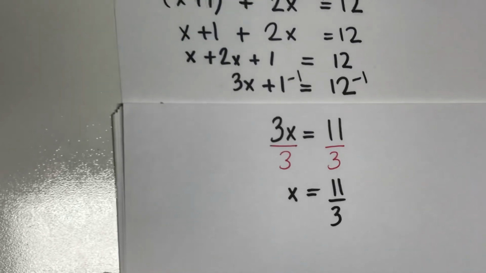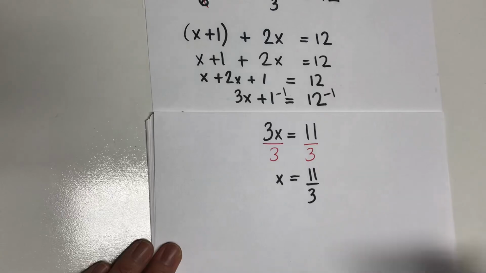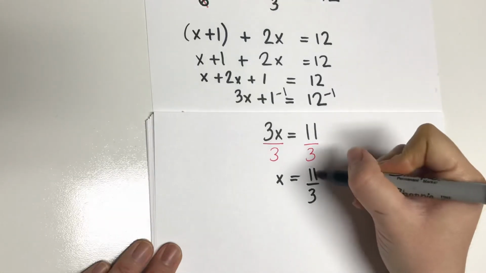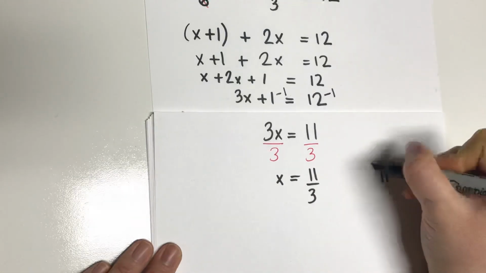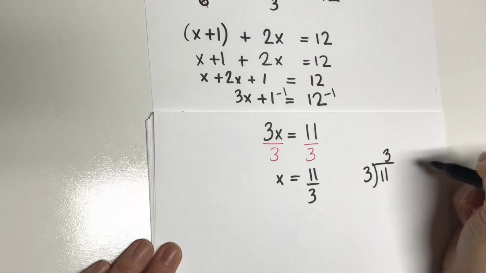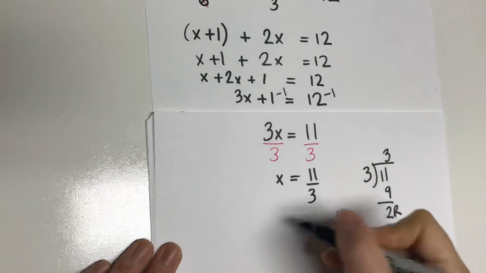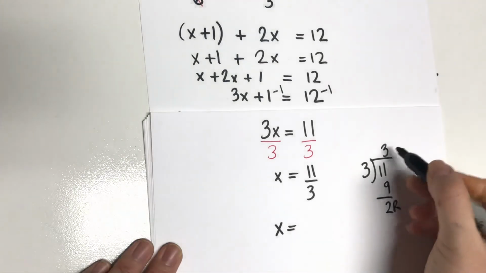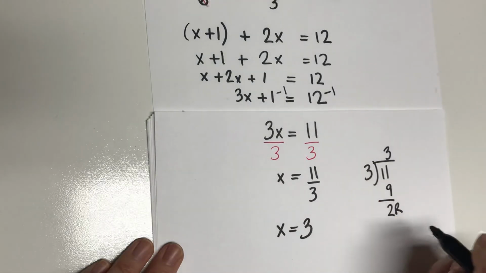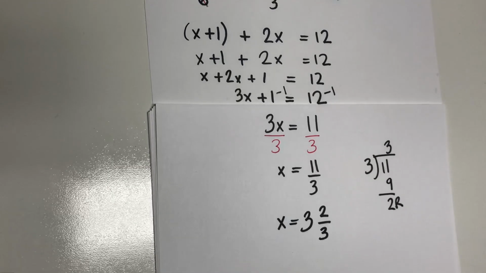And if I wanted to change that to a mixed number, 11 over 3 means 11 divided by 3. 3 goes into 11 3 times. 3 times 3 is 9. And I have a remainder of 2. So that means x is equal to 3 whole times with a remainder of 2/3. And that's my final answer.